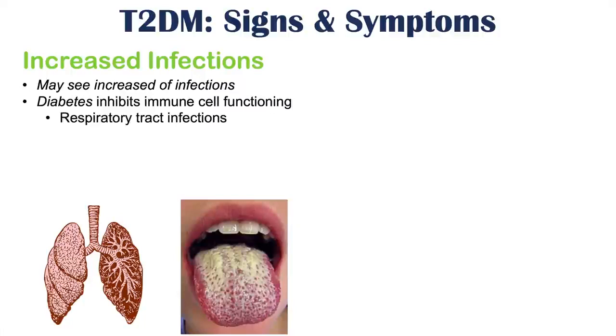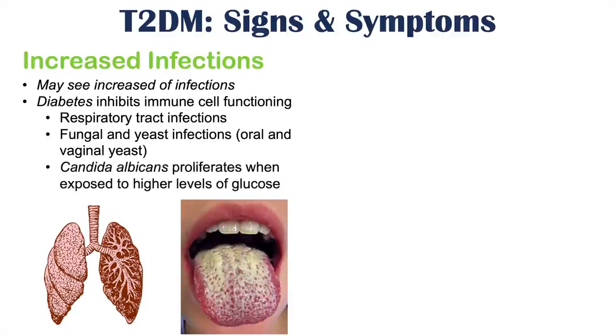So the patient can be at increased risk for any type of infection, but some more particularly include respiratory tract infections and fungal and yeast infections, like oral and vaginal yeast. So these are two more common infections that can occur in diabetic patients. So if you see a patient with fungal or yeast infections more often, or some infection that doesn't want to clear up or resolve, this might be an indication that the patient has type 2 diabetes.